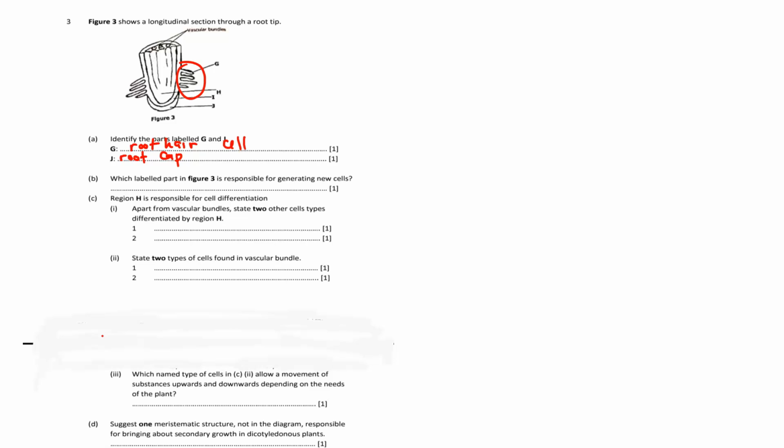All right. Question B, which labeled part in figure 3 is responsible for generating new cells? Among the parts that are given, we identify the part responsible for generating new cells. So it's the part labeled J. It's the one responsible for generating new cells, and in that particular section is where the region of cell division occurs. So you need to know about these regions. So we have the region of cell division, vacuolation or elongation, and the region of differentiation.